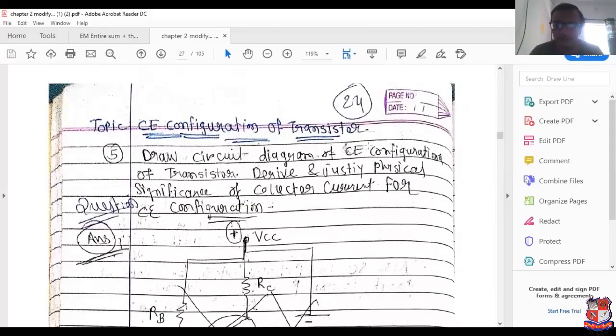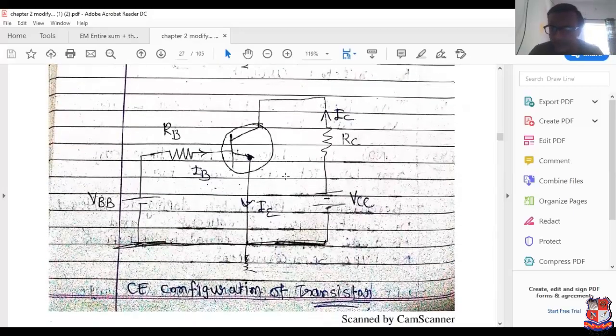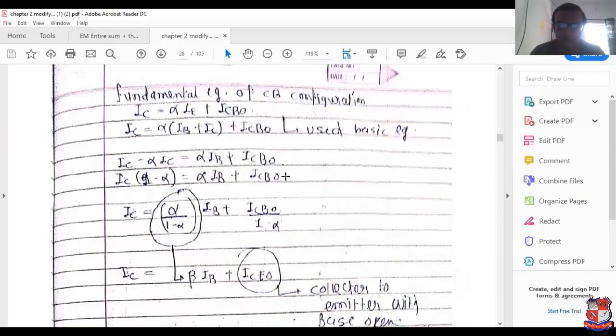Draw the circuit diagram of the common emitter configuration of a transistor. See this, this is the circuit diagram. I have also sketched it on the whiteboard. Now see, this is the equation for the collector current derivation, most important for the external examination.